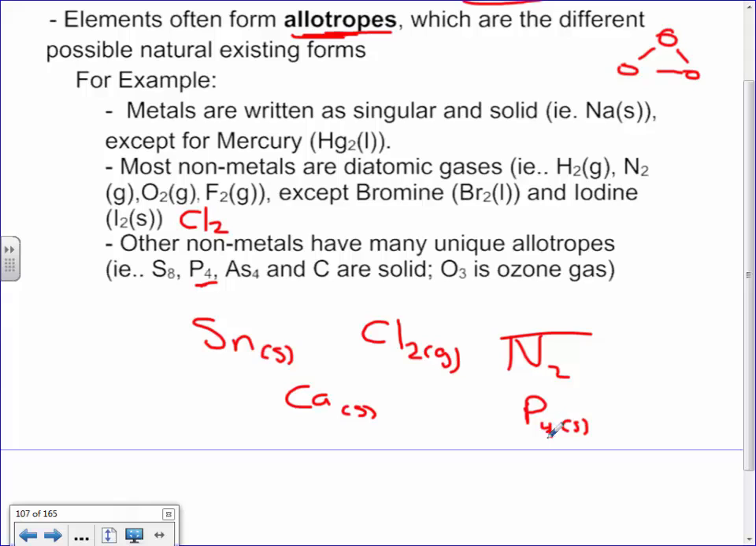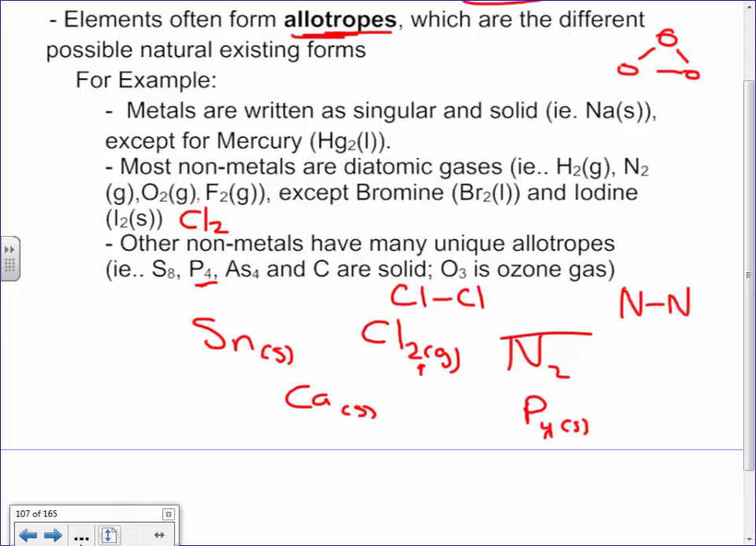What do these little numbers down here then mean? Well, it tells you how many of them there are. If you have a nitrogen 2, it means that this nitrogen bonds to another nitrogen. If you have a chlorine 2, it means that this chlorine bonds to another chlorine. But if you have Sn all by itself, it means that it doesn't need to bond with a buddy. It can just be in a group of 1. So that's the first thing I need you guys to be aware of. The reason I point that out is that these numbers down here are really important. These numbers tell you how many of something you have.